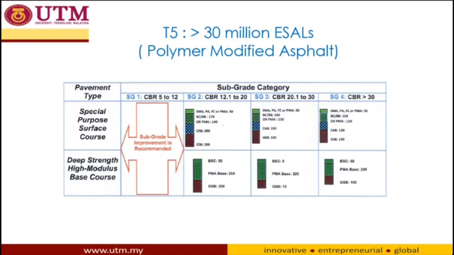So the first one is used with the conventional asphalt, and then the second table for T5 is used with polymer modified asphalt, which is better quality material. So if we compare between these two, you can find that for the table provided for PMA, or polymer modified asphalt, the thickness used is slightly different and also the material combination.